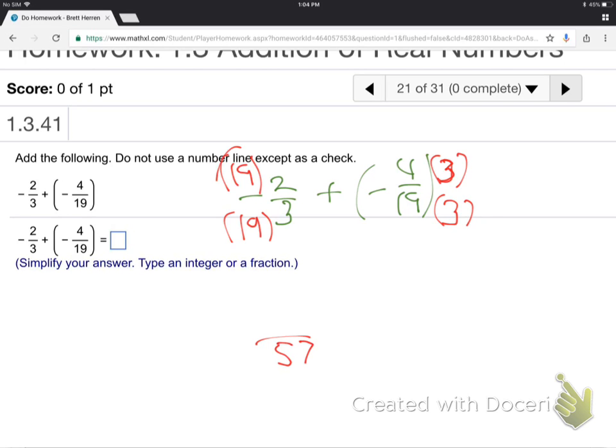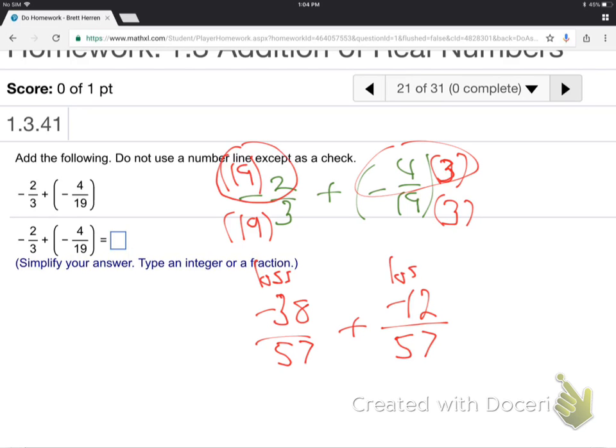And this one is 19 times 2, which is times negative 2, which is negative 38. And this one is negative 4. Don't forget the minus signs there. Minus 4 times 3, minus 12. Is that good? They both have the same denominator now. So then, yeah, put them together. They're both a loss. You lose $38 and you lose $12. You're actually going to add them up for a big old loss, aren't you? Here's our answer. Minus 50/57. Is that good?